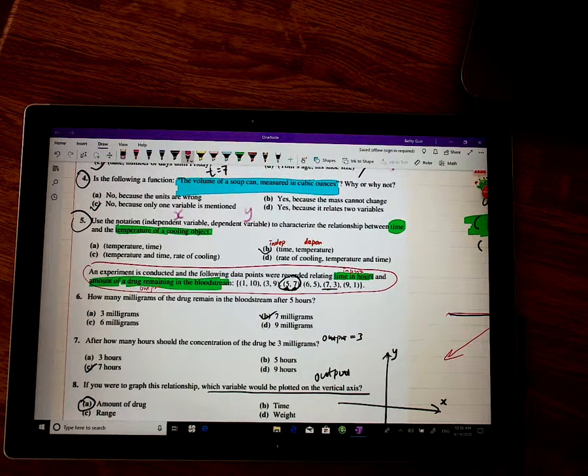As I said, if you have the variable time in the two variables, time would always be the independent variable. Number 6.